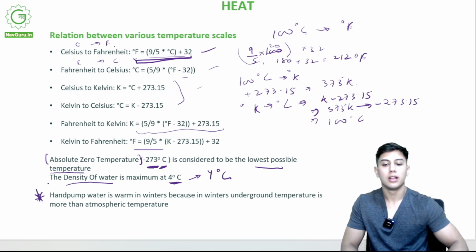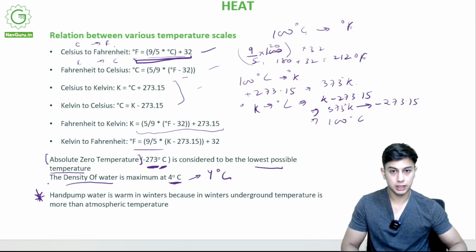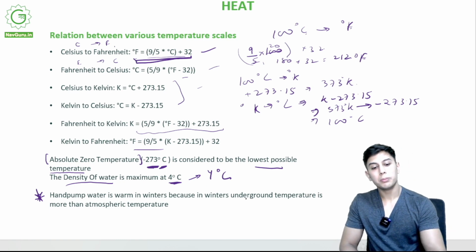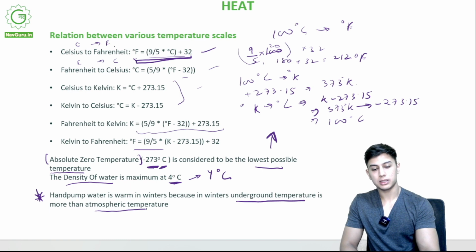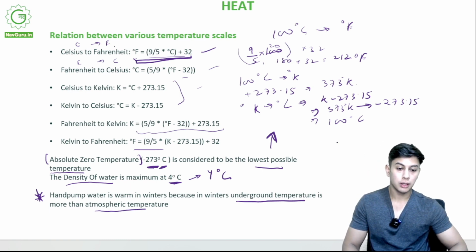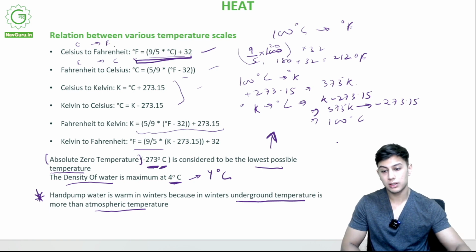This is important. If you see in villages, they use hand pumps. In winters, that water will be warm. It is coming from inside the earth. Why is it warm? Because underground temperature is far higher than ground or atmospheric temperature. The atmosphere is pretty cold, but underground it is hot. So that hand pumped water will be hotter as compared to water that is flowing in the rivers or flowing through your taps. That is all cold.